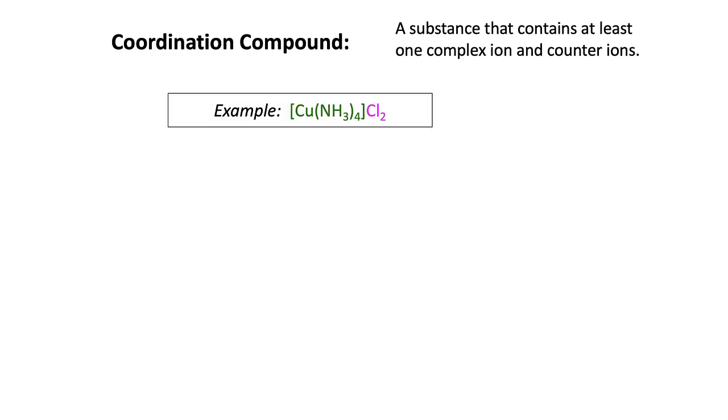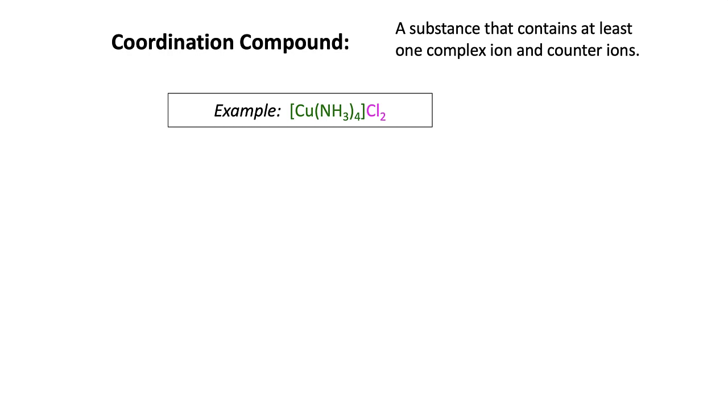But for an end to this video and to wrap up learning about coordination compounds, here is an example of such a compound where we have first this copper with 4 ammonias. So this is a complex ion. It's kind of like a polyatomic ion, but it's based around a metal center. And we have Cl2. So this is 2 chlorides that are the counter ions here. So this is a coordination compound.